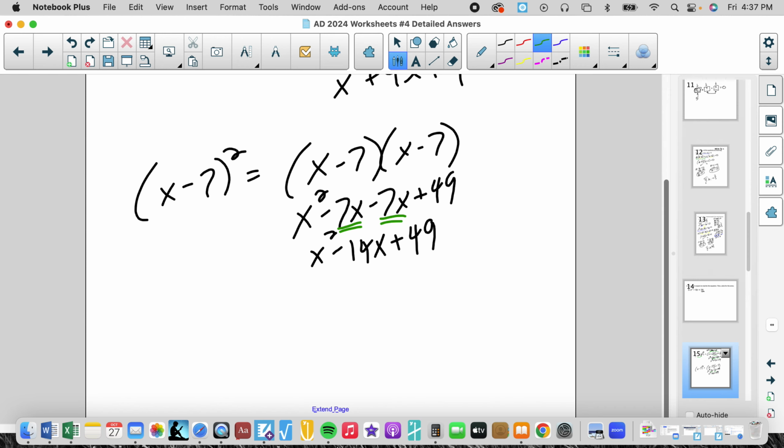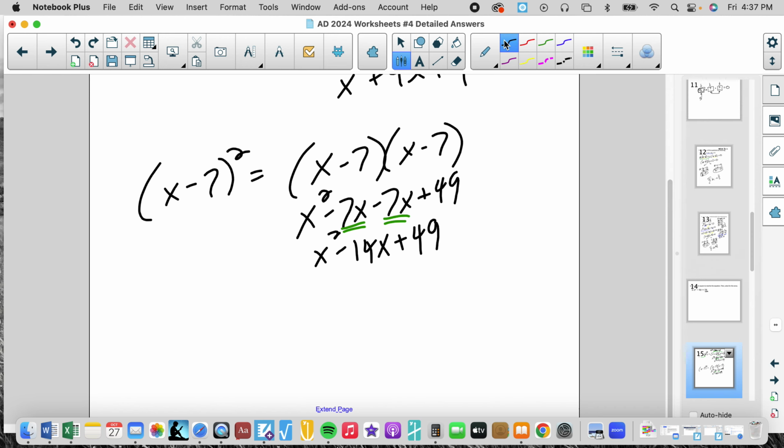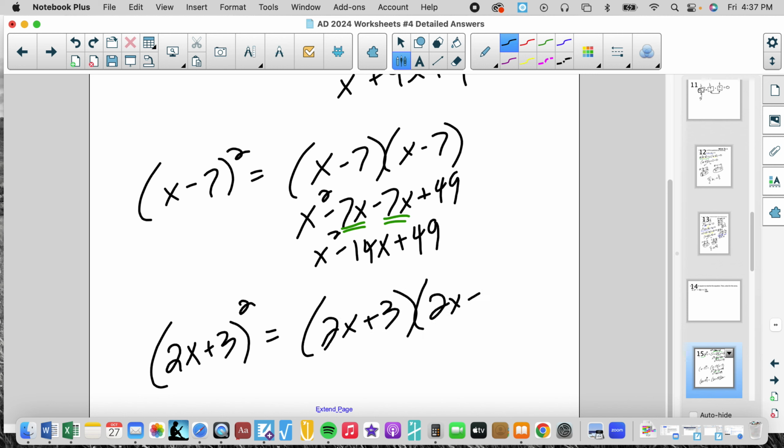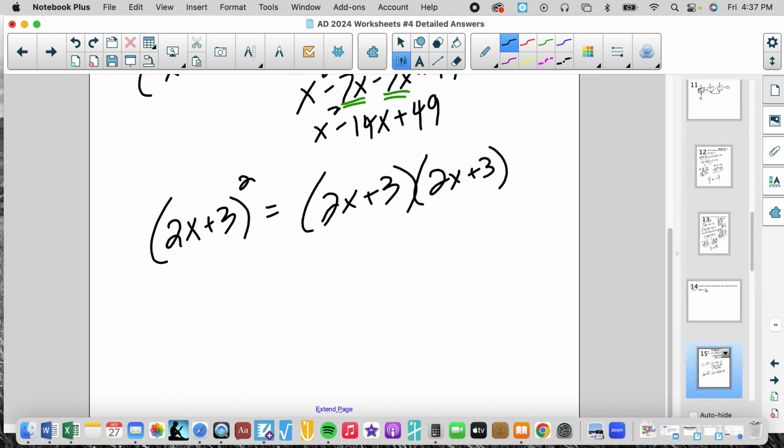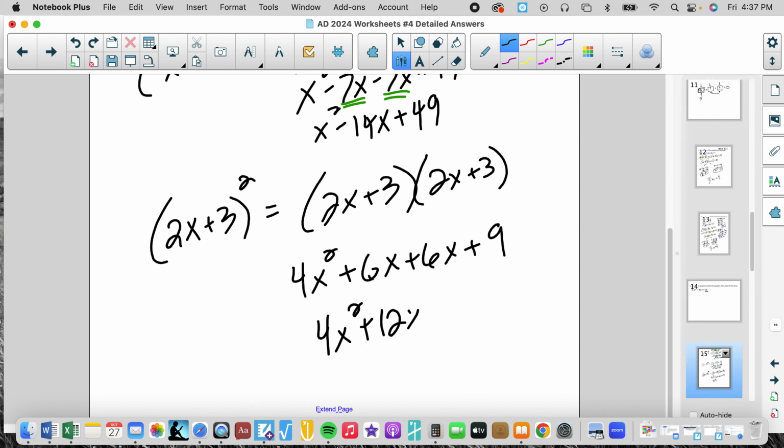All right. Now let's get even harder. What if we have 2x plus 3 quantity squared? That's 2x plus 3 times 2x plus 3, and that's going to give me 4x squared plus 12x plus 9. Notice 6x: this is a doubling of 2x times 3. So it's a doubling of that product.